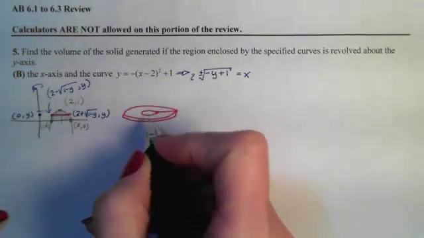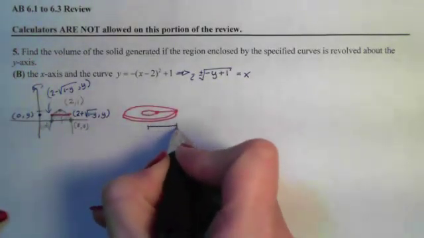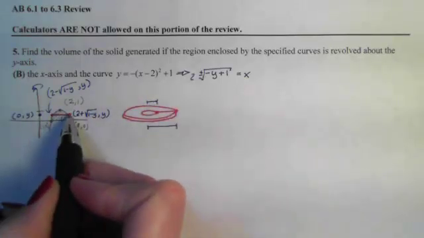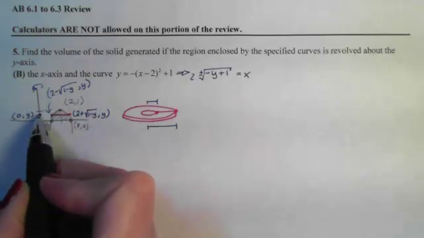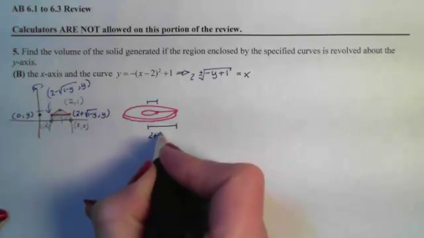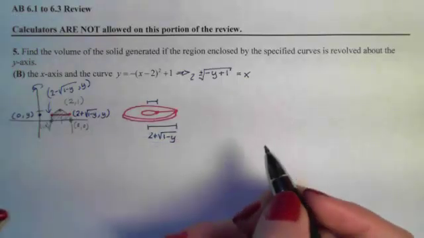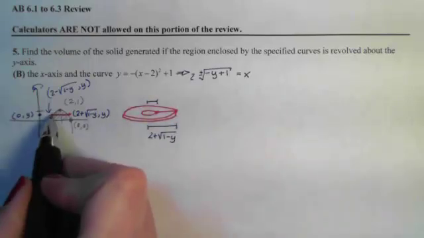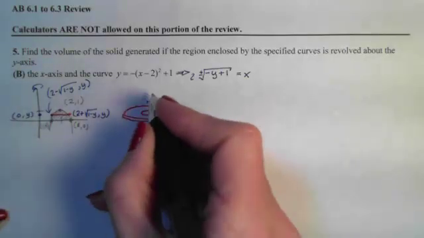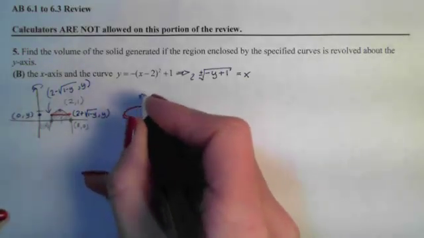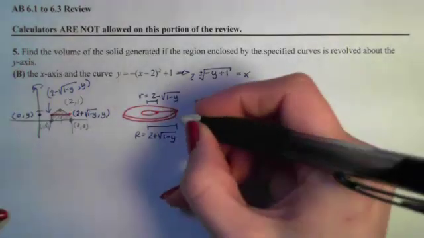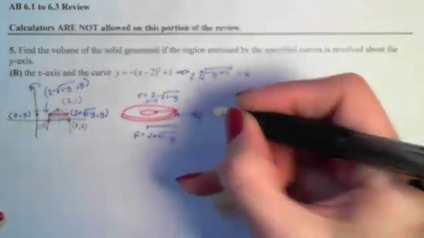So our goal is to find the big radius and the little radius so that we can set up our integral. So the big radius is going to be this rightmost x-coordinate minus this x-coordinate. So we'll get a 2 plus square root of 1 minus y. And the little radius will be this middle x-coordinate minus the x-coordinate of the axis. So my little radius is going to be 2 minus that root.